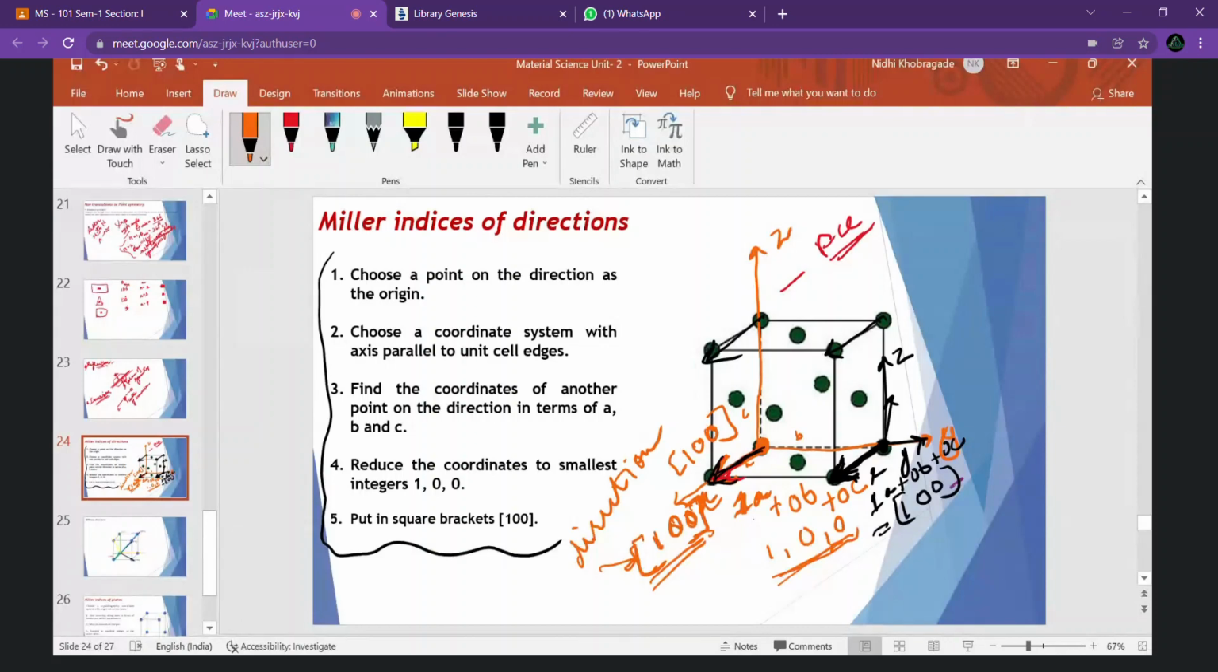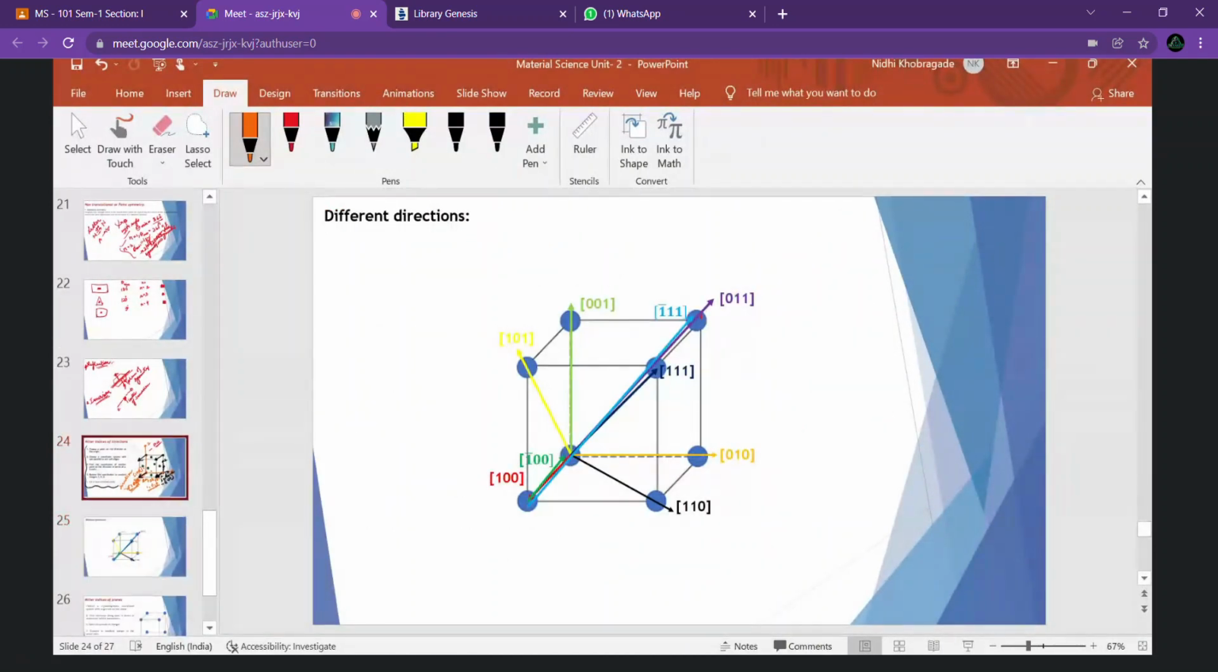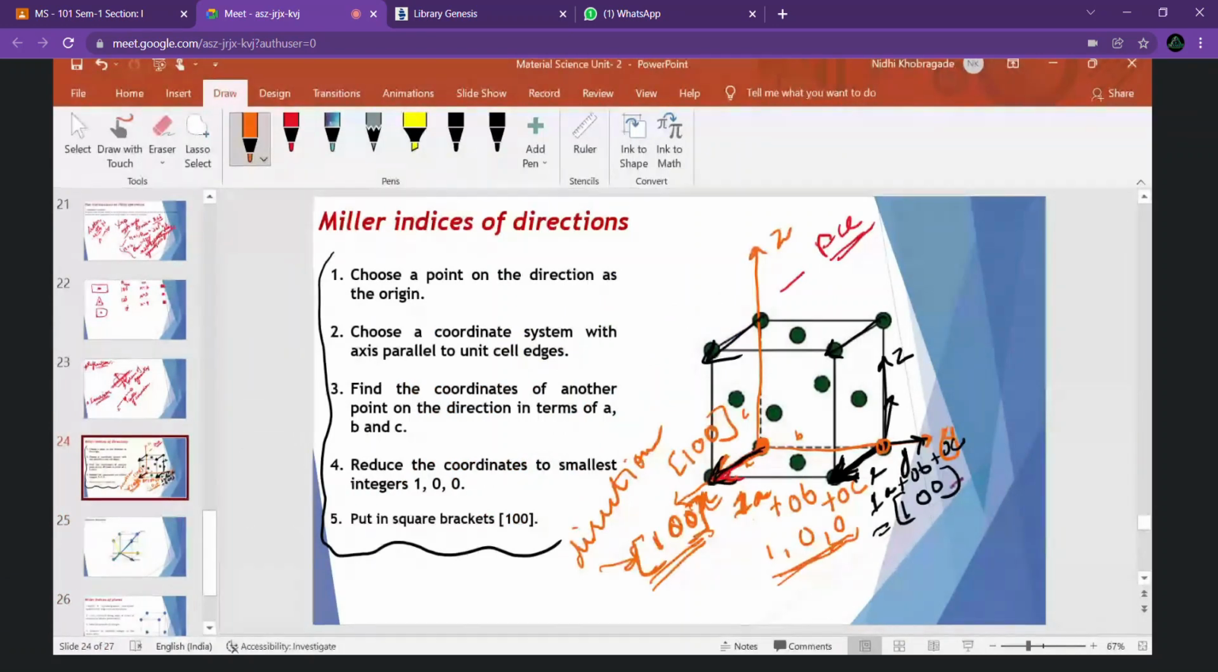The important thing is that in Miller indices of directions, we have freedom of choice of our origin. This freedom of choice exists in the crystallographic coordinate system, so we are free to choose the origin anywhere as per our wish. If we want to choose this as our origin, we can also do it like this. Suppose we have certain examples. By choosing a particular direction, we can identify the Miller indices.